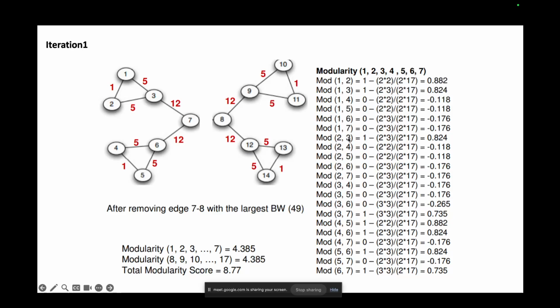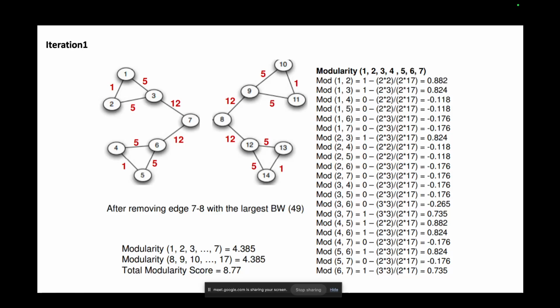And then you go for 2 again, 2 3, 2 4, 2 5, 2 6, 2 7, and you do all these possible combinations, and you get values for each of the pairwise modularities, and then you add them up, right? So if you do it for 1 to 7 on the left hand side node, it's 4.385, and on the right hand side nodes, if you go from 8 to 17, the modularity is actually the same, because this is a symmetric network, it will be the same. So the total modularity score is 8.77.